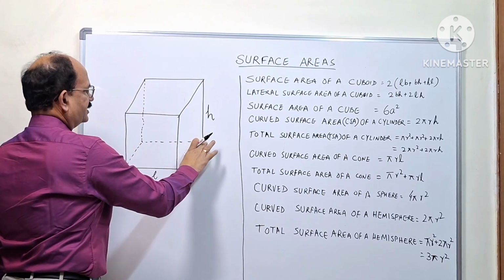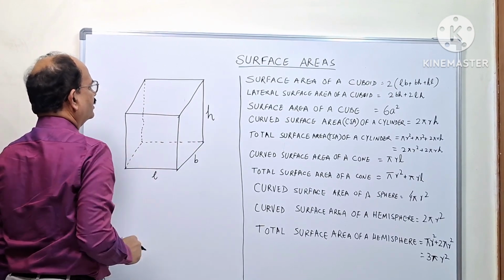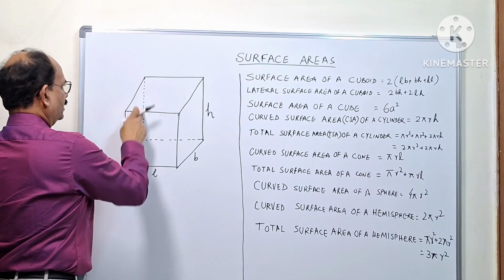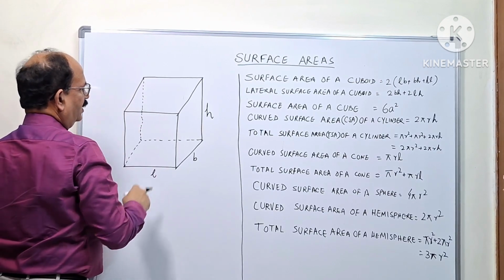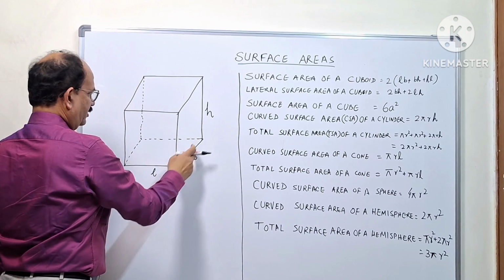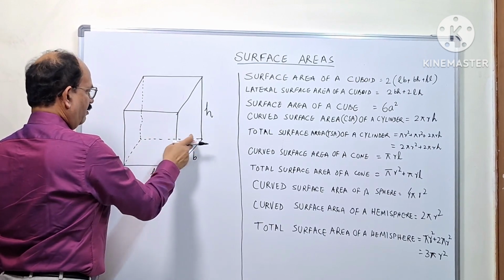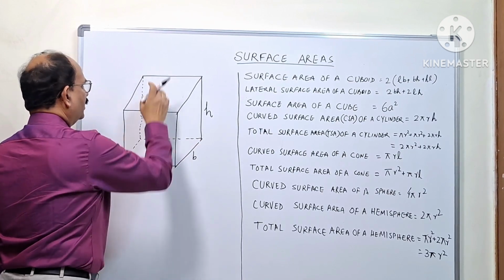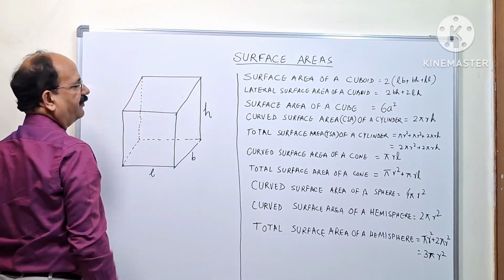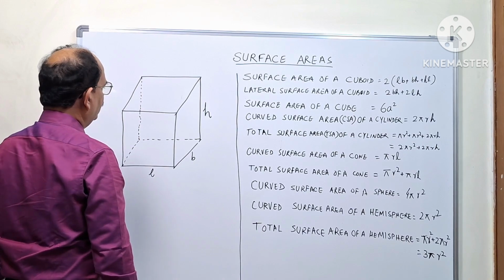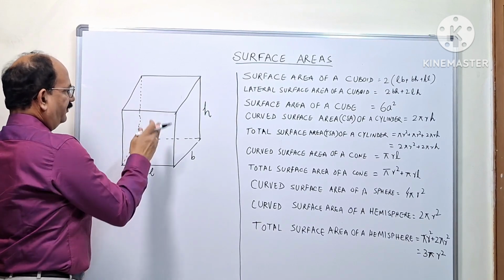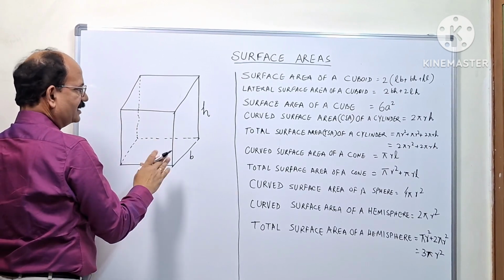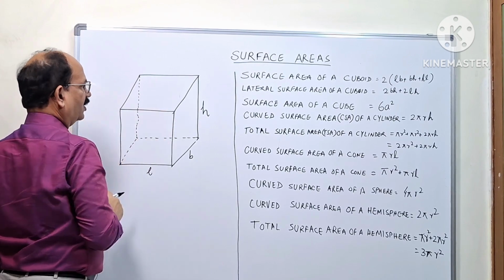One face this side, which is having breadth and height involved. And just opposite to that, there will be this face also. Similarly, if we take the lower face, which involved breadth and length, the corresponding there will be one upper face also involved. So every face is having one face opposite side. So therefore, there are total 6 faces for a cuboid.